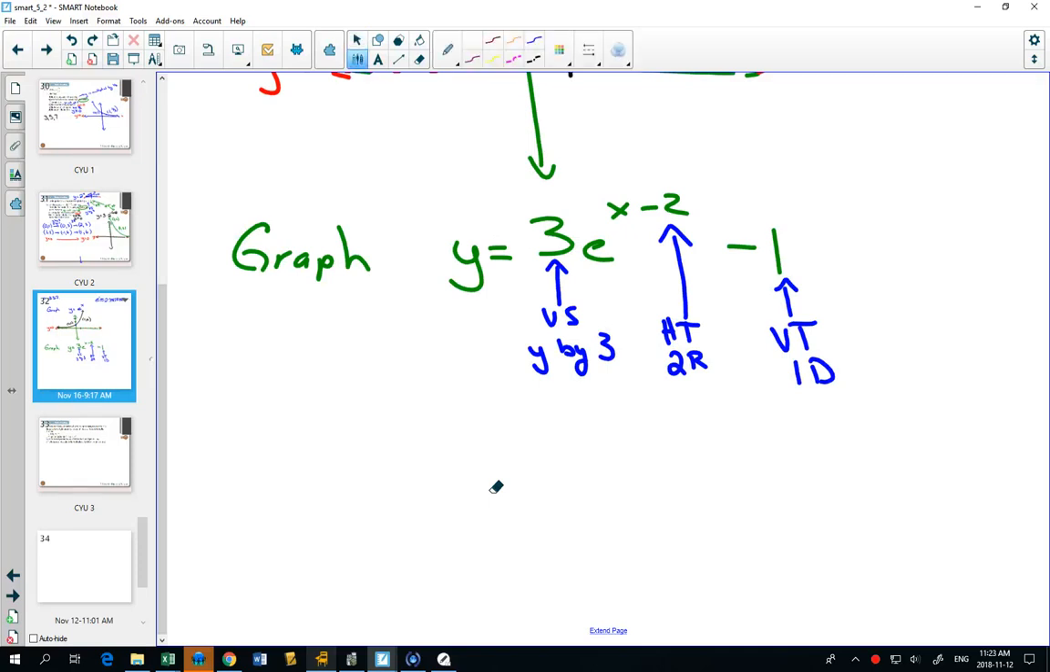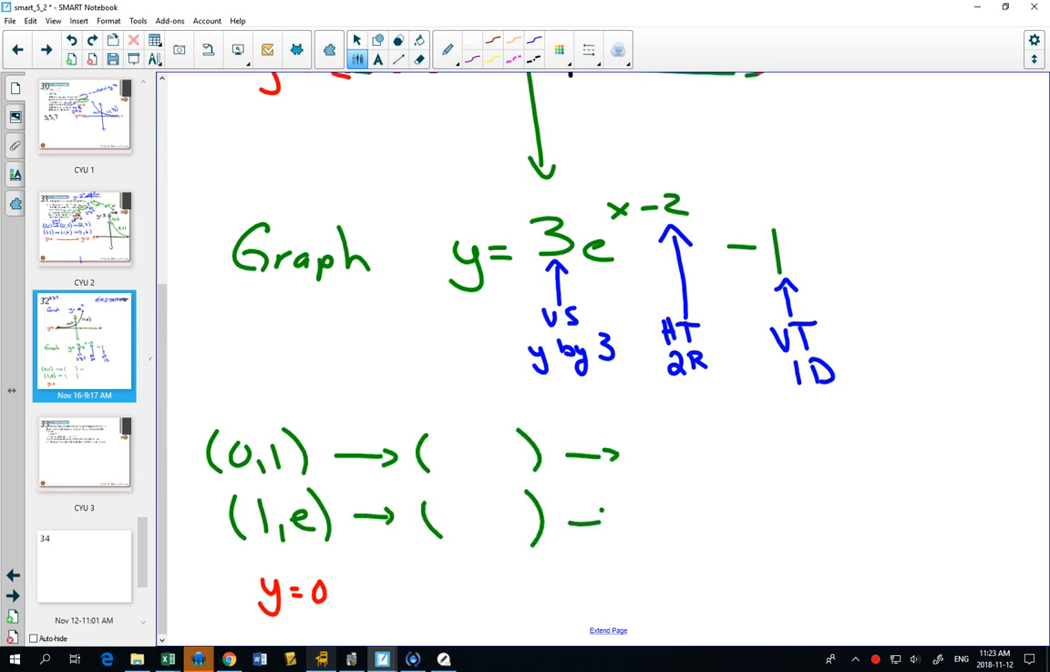So now if we take the points on our original graph, which are 0, 1, 1, e, and y equals 0, and we draw our arrows, do our stretches first, and then our translations, what do we have for stretches? We just have one stretch. We have to multiply our y values by 3.